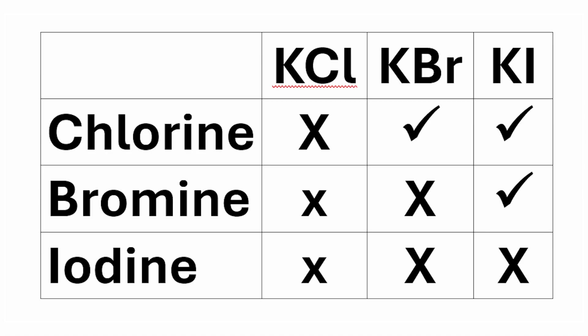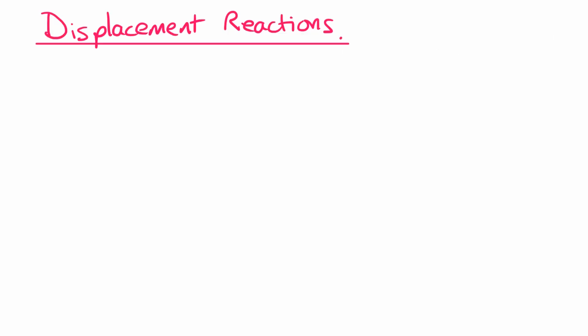Well, just taking a quick glance at these results, we can see that chlorine reacted in 2 of its 3 reactions, bromine reacted in only 1 reaction, and iodine didn't react at all. So just straight away we can see that chlorine is more reactive out of the 3 and iodine is less reactive. We can also come to the same conclusion by looking at the displacement reactions one by one.